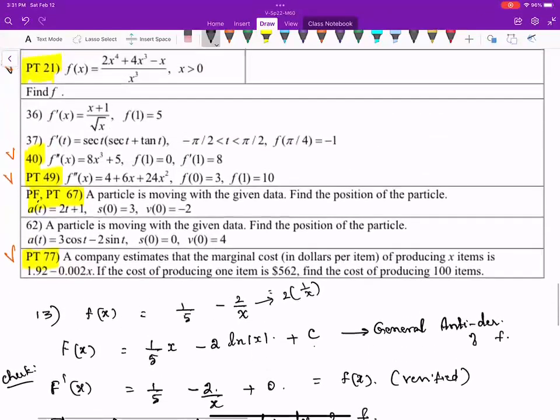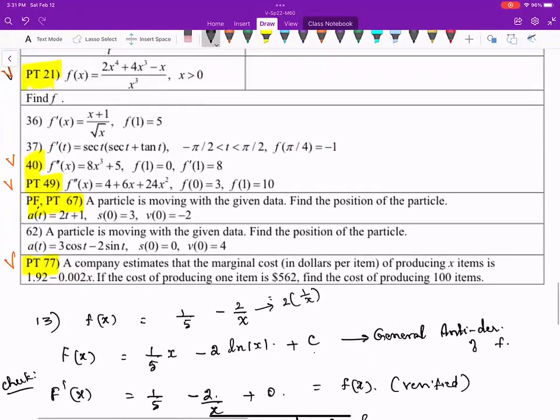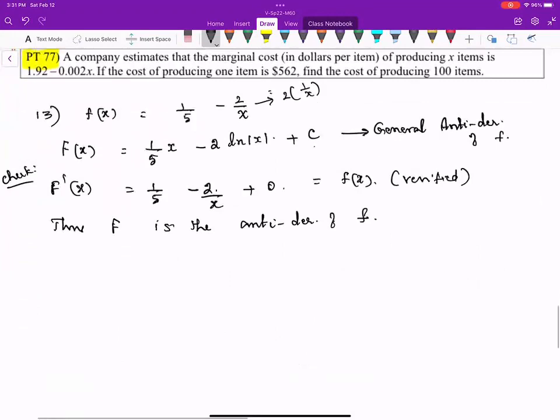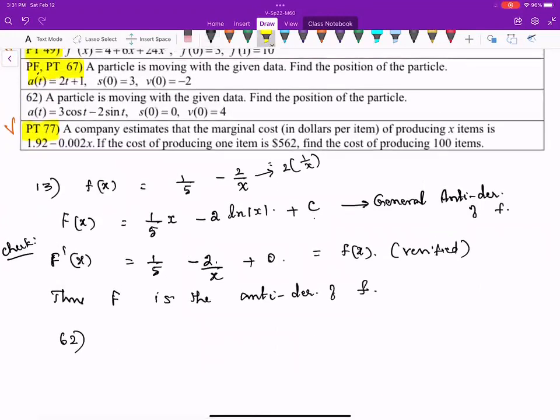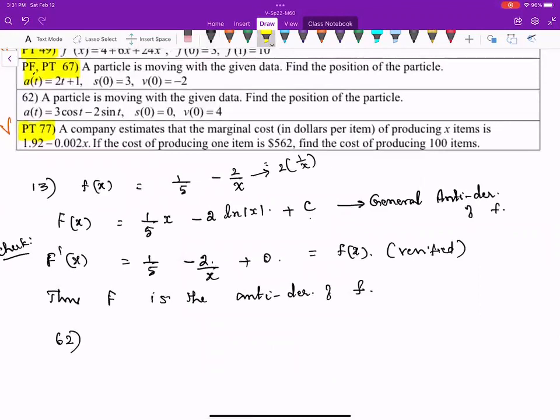All right. Let's try another problem. Probably number 36 or 62. We'll try number 62. So in this problem, it says the particle is moving with the given data. Find the position of the particle. A of t equal to 3 cosine t minus 2 sine t, and s at 0 equal to 0, and v at 0 equal to 4.